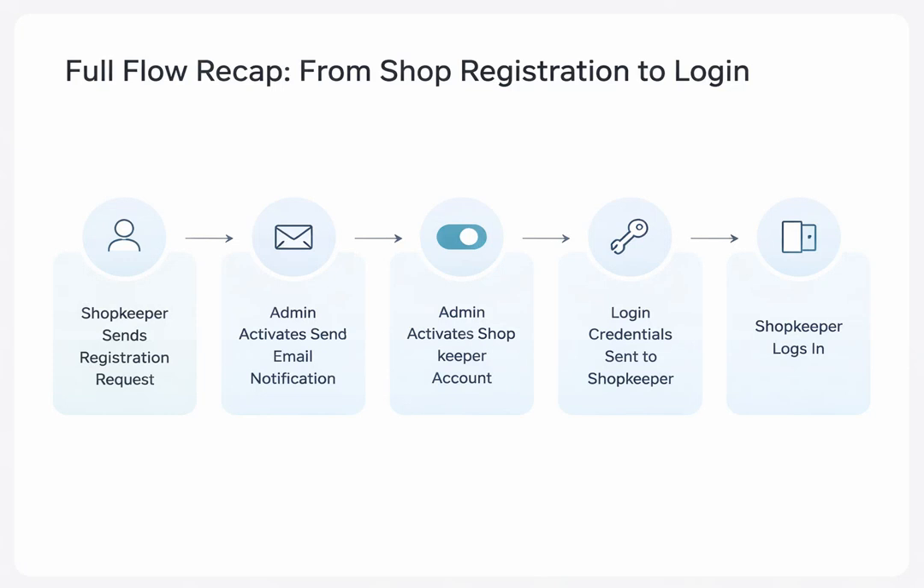At this point, the instructor pauses to recap the full flow that has been built so far. A shopkeeper submits a registration request. The admin receives an email notification about this. The admin then goes into the panel and activates the shopkeeper's account. Once activated, the login credentials are sent to the shopkeeper. The shopkeeper can then log in to their own panel. This entire flow is now working end-to-end, and the next step is what happens after the shopkeeper logs in.